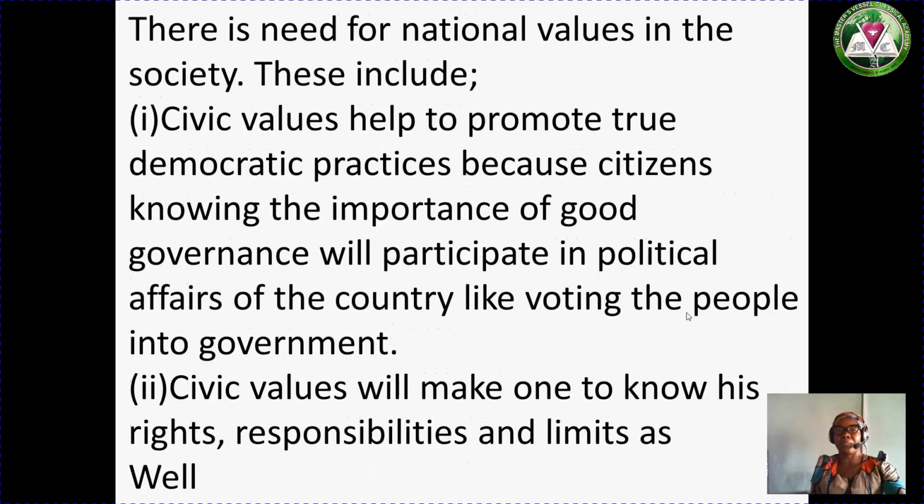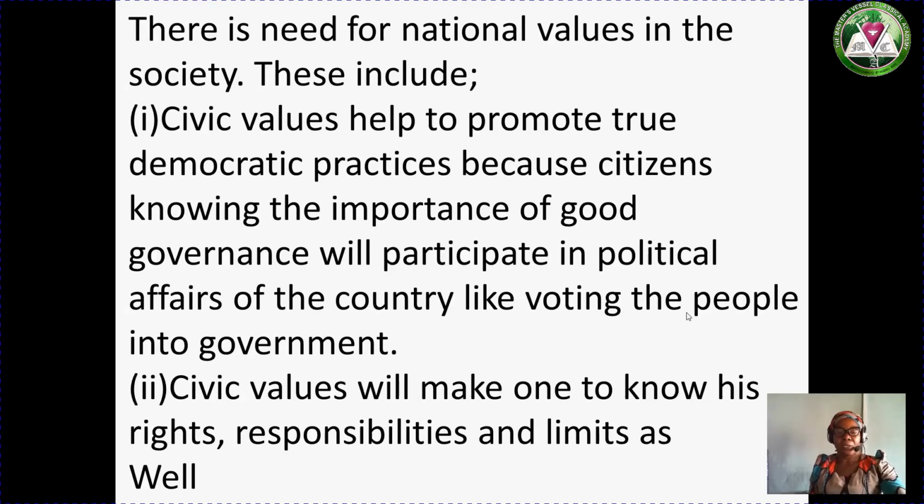There is need for these national values in the society. Because when we have these national values in the society, there will be peace. So everybody needs to have these national values as a citizen for the nation to be a good nation, and also for peace to reign. We should possess these national values as a citizen. Then what are the needs for these civic values or national values in the society?